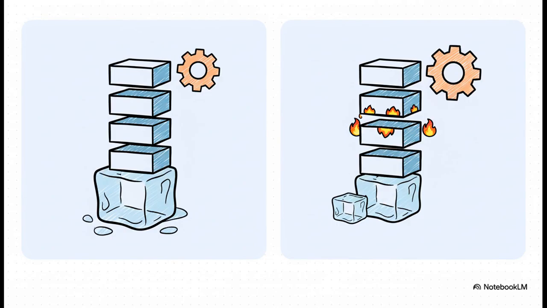Now, there are two main ways to do this. The first is called feature extraction, which is exactly what we just described. You freeze the base and you just train the new head. This is perfect when you have a pretty small data set. The second approach is called fine-tuning. For this, you actually unfreeze some of the later base layers and you train them just a tiny bit, letting them adapt to your specific data. This works best when you have a bit more data to work with.